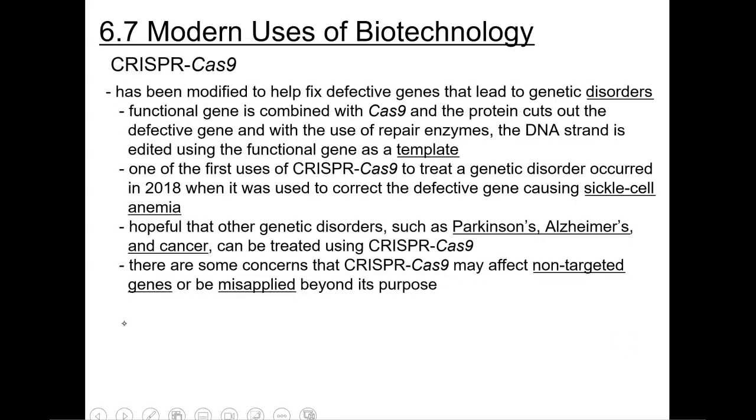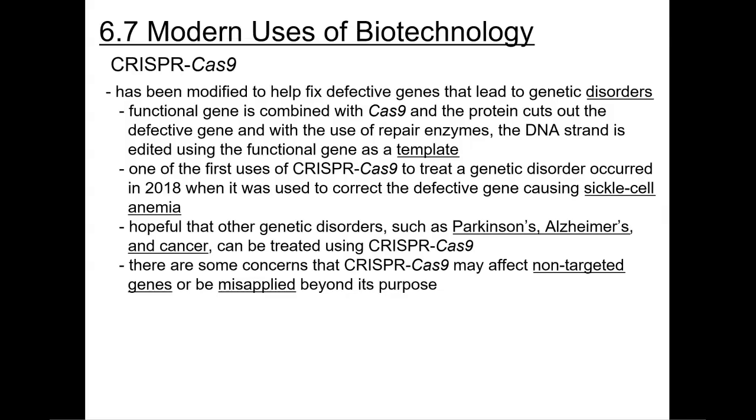So it's been modified to help fix defective genes that can lead to genetic disorders. A functional gene is going to be combined with that Cas9, and the protein is going to cut out defective genes, and with the use of the repair enzyme, the DNA strand is going to be edited using the functional gene as a template. So we go in, we take out the bad gene, and we put in a good functional gene.